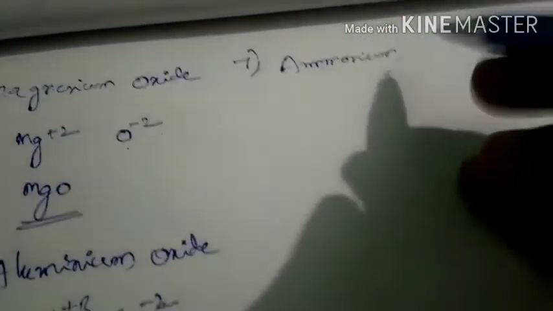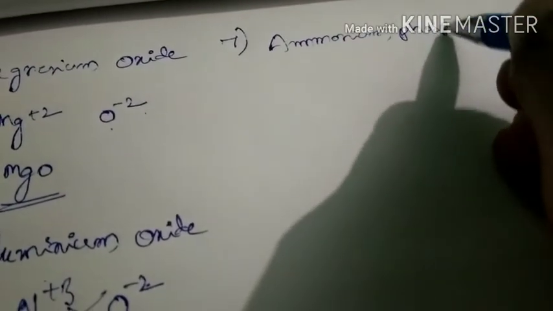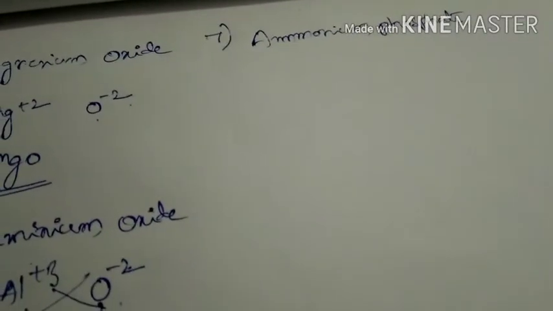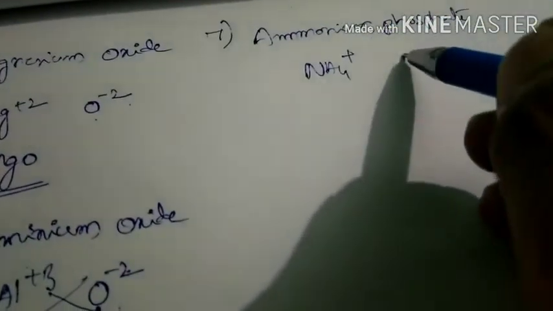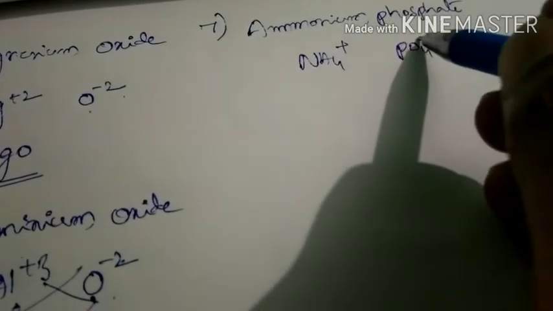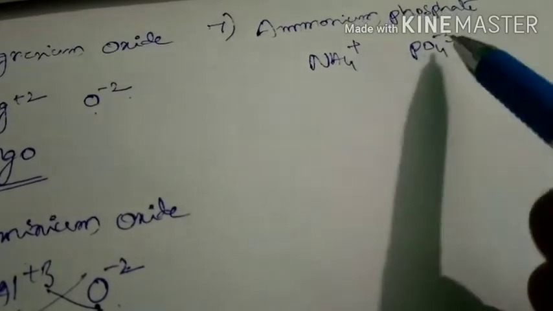Ammonium phosphate. See, ammonium phosphate. This is somewhat difficult. Listen carefully. See carefully. Ammonium, we know, is NH4 plus. Phosphate is PO4 minus 3. See here, plus 1 and minus 3.